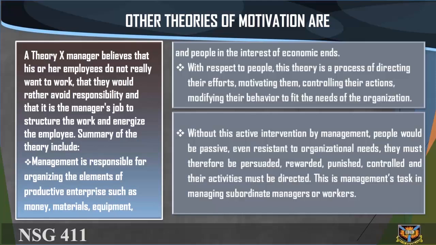3. Without this active intervention by management, people would be passive, even resistant to organizational needs. They must therefore be persuaded, rewarded, punished, controlled, and their activities must be directed. This is management's task in managing subordinate managers or workers.